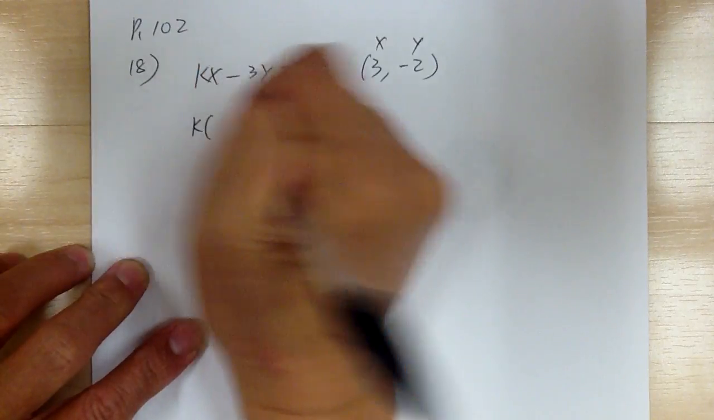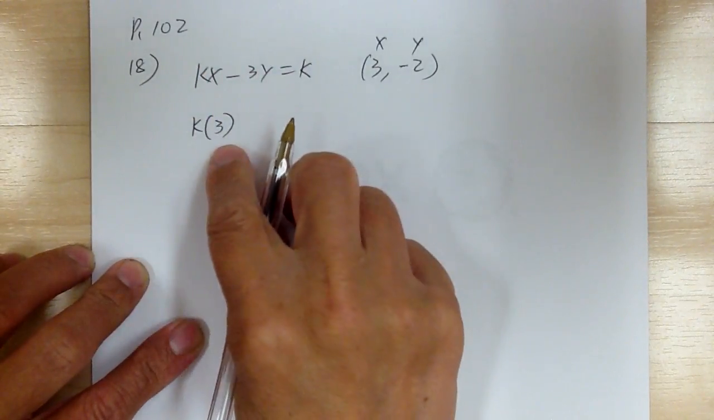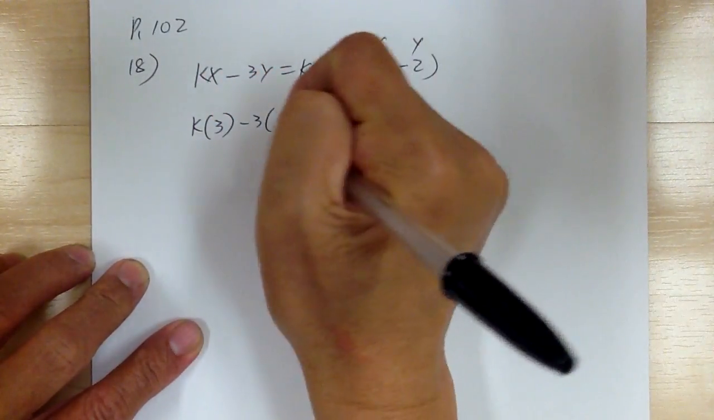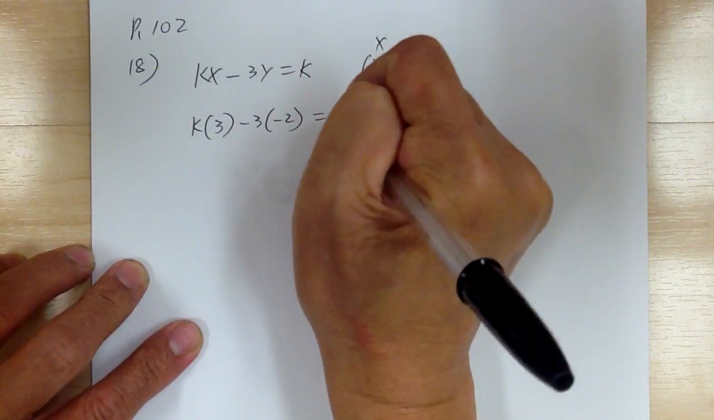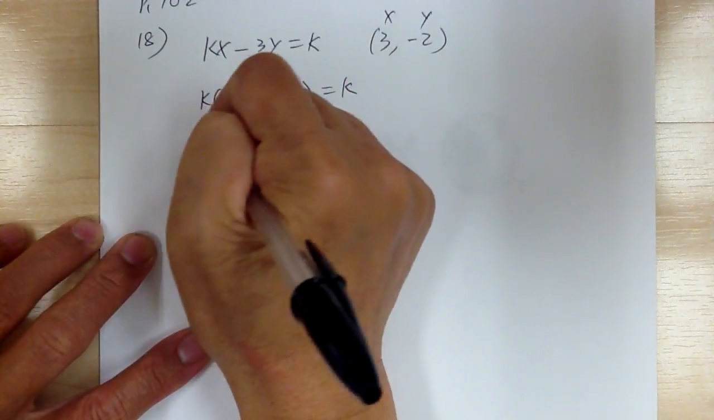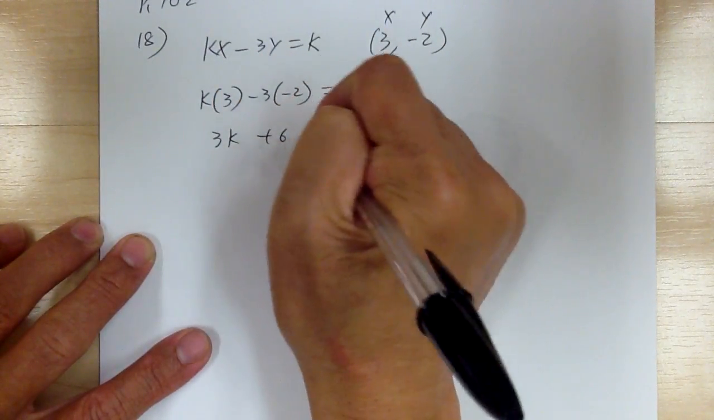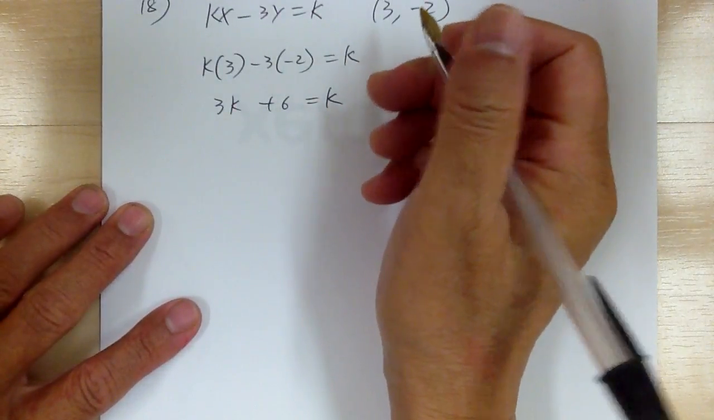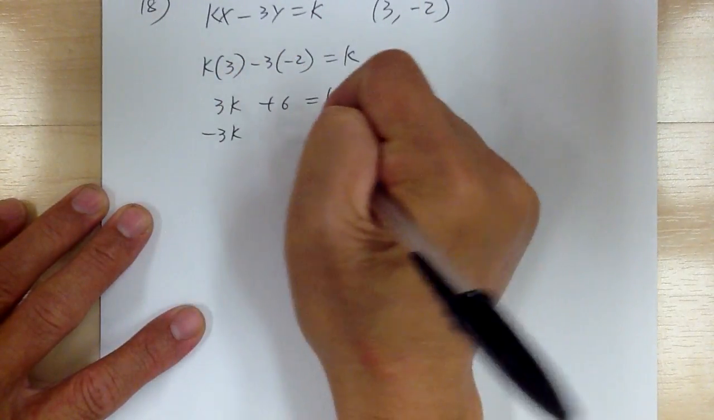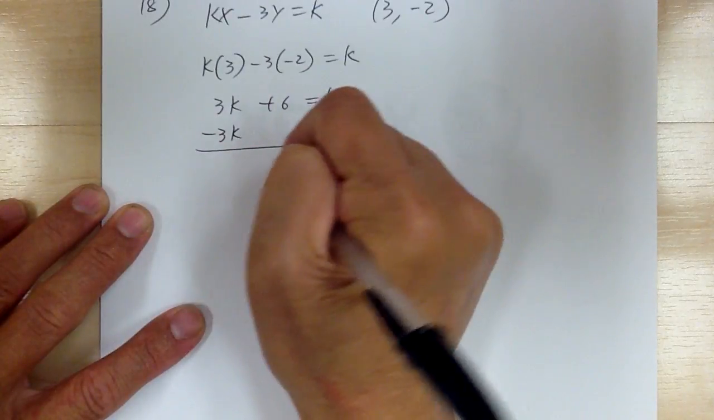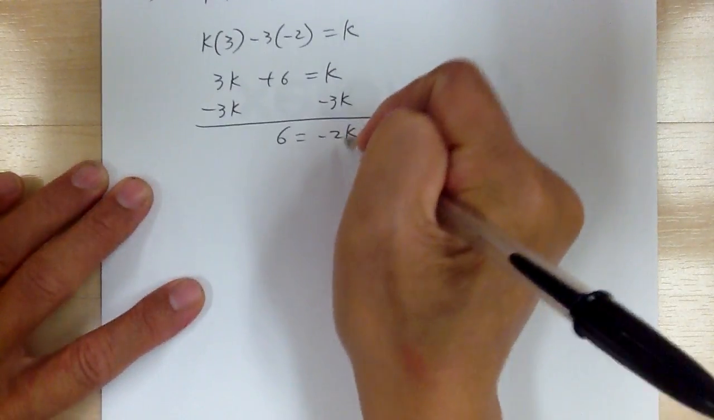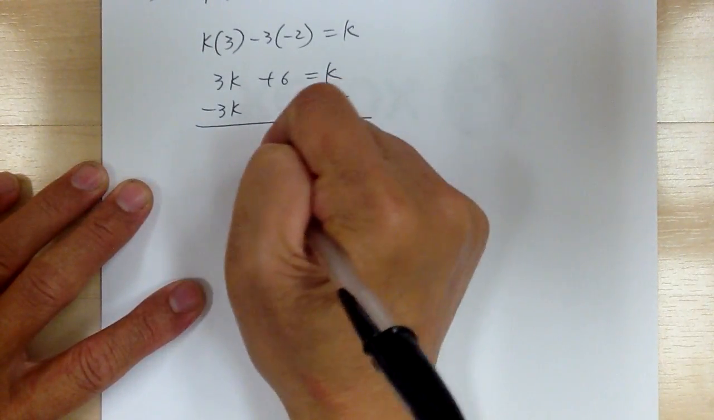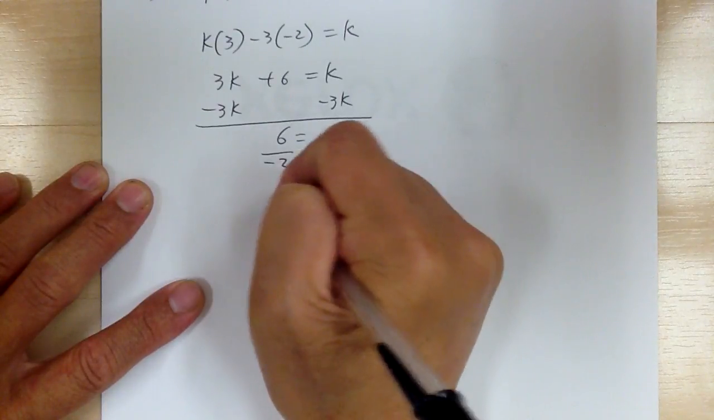So substitute. x is 3. Whenever you substitute, put in parentheses. y is negative 2, and go and work it out. So you got 3k plus 6 equal to k, and you can minus 3k on both sides. So you got 6 equal to negative 2k, divided by negative 2, divided by negative 2, so k equal to negative 3.